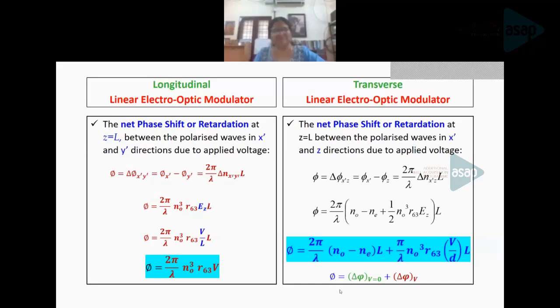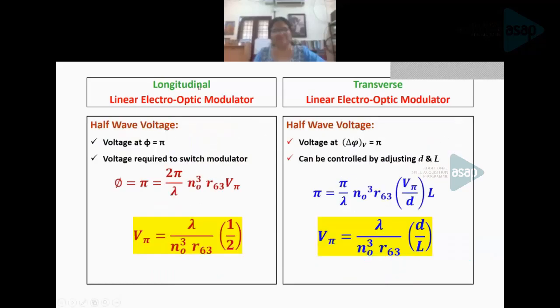here is the equation for the delta phi. From the previous slide, you will get that this is the change. So this is delta phi with V. When this is equal to pi, it will become a half wave plate. So pi equal to pi by lambda N0 cube this.